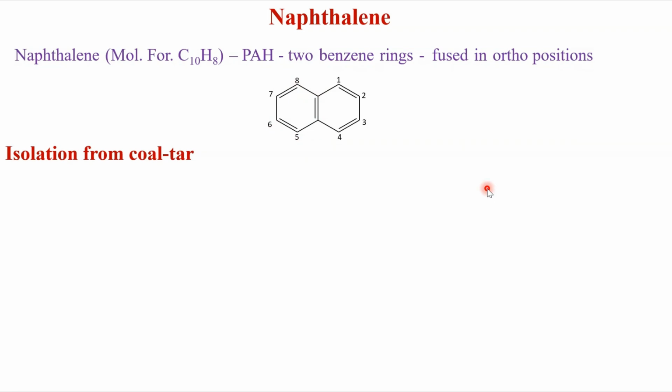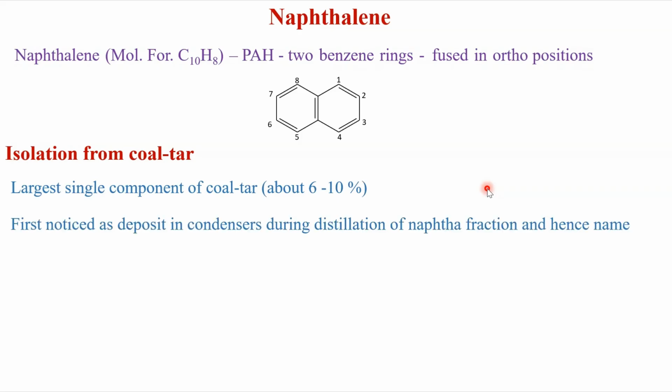They are isolated from coal tar. 6 to 10% of the total portion of coal tar is naphthalene. It was first noticed as a condensate in the condenser when the naphtha fraction of coal tar was distilled.